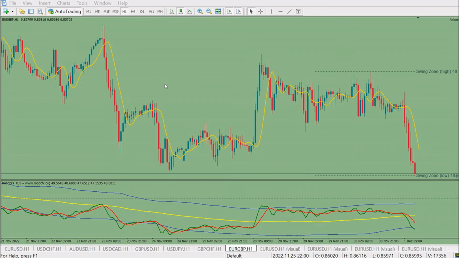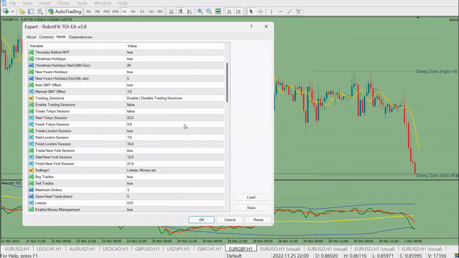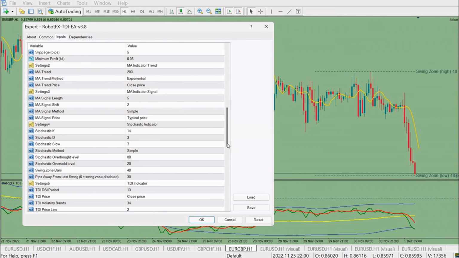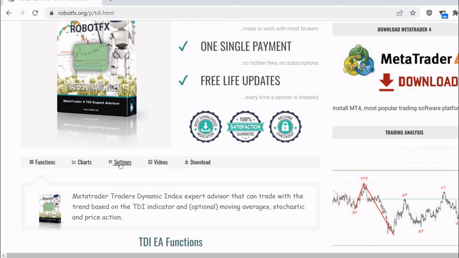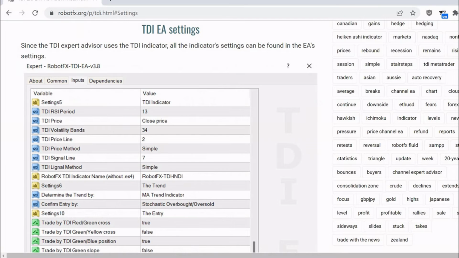And this is it. These are all the settings about the TDI expert advisor. I hope you understood all of them. Again, these are explained on the TDI expert advisor page as well on the robotfx.org website.